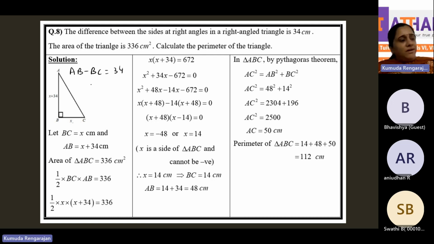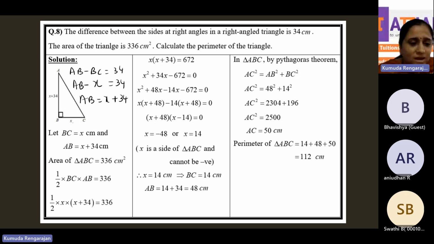Now you can call anybody as X. You can call AB as X or BC as X. I have taken BC as X. So if BC is X, AB minus X is equal to 34. Let BC be equal to X. Now we're finding AB in terms of X. So AB will be equal to, when X goes to the other side, minus X will become plus X: X plus 34. Is this understood? BC is X, and AB is equal to X plus 34. That's what I've written here.